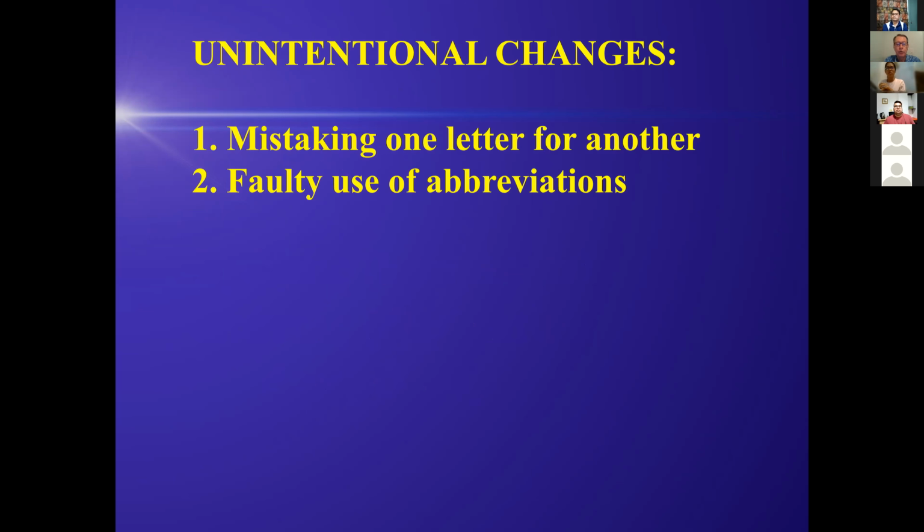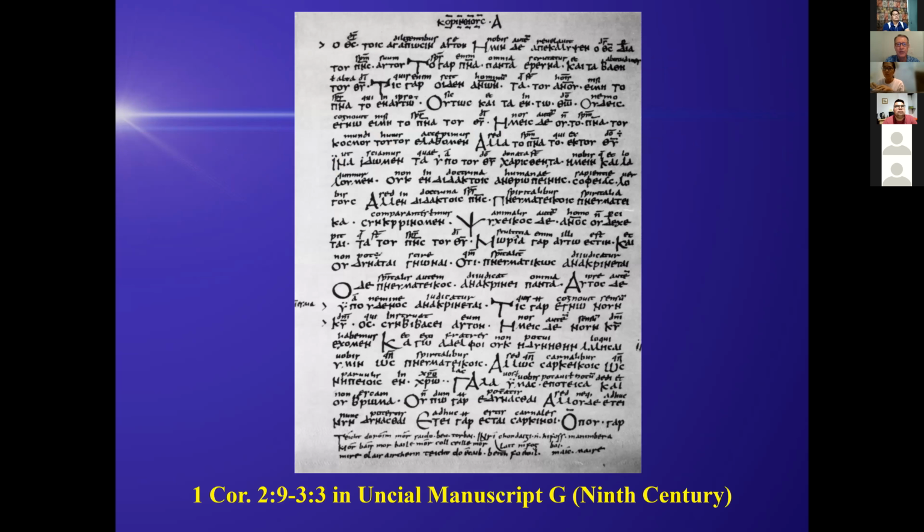There's a faulty use of abbreviations. There came to be 15 standard abbreviations that were used in the New Testament manuscripts. They're called the nomina sacra. But one scribe may use his own set of abbreviations, and perhaps the next scribe doesn't know what it means. Now, here's an example.